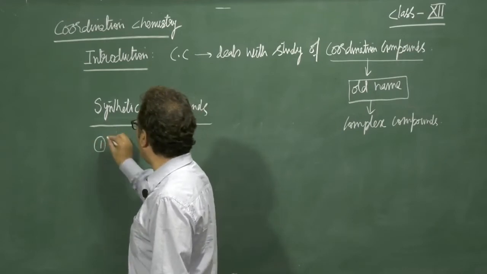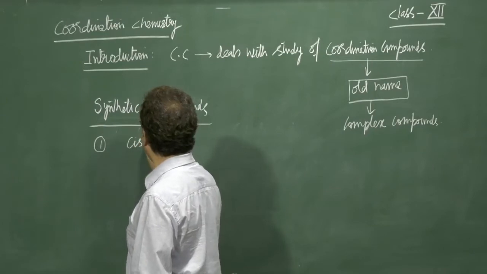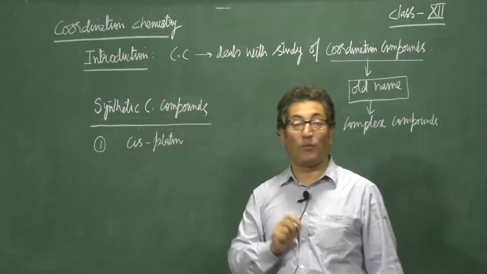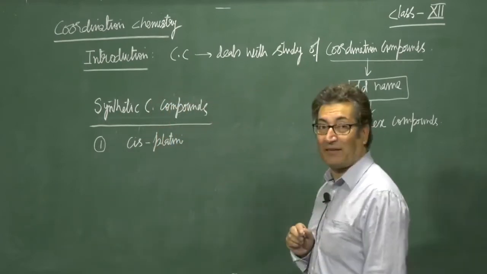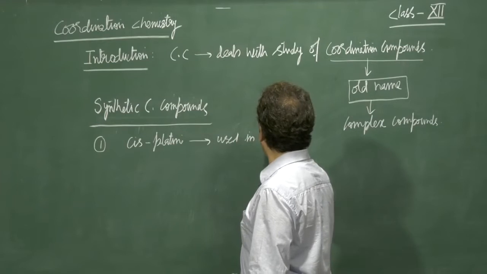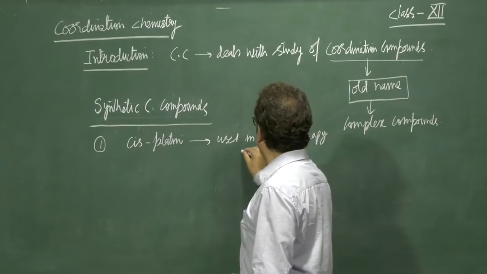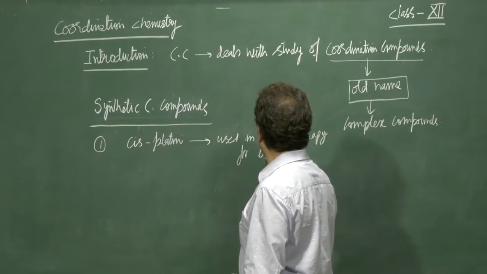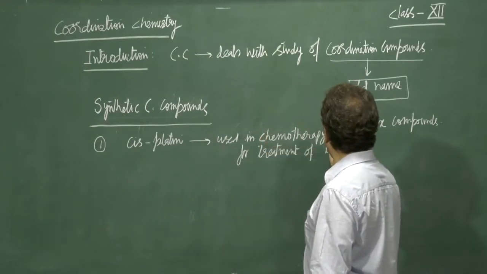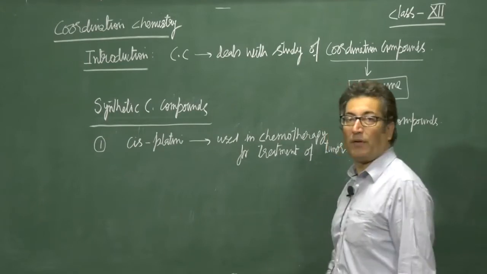One of them, as an example, is cisplatin. In cisplatin, the metal which forms the nucleus is platinum. That's why the name platin. This is used in chemotherapy, for treatment of tumors. This is one of them.